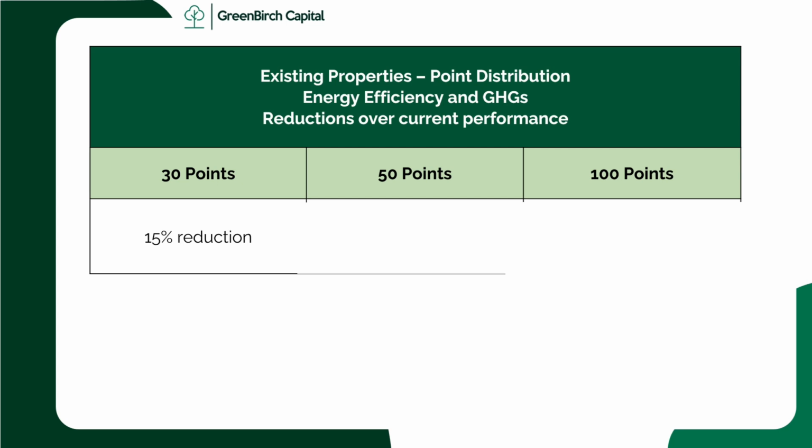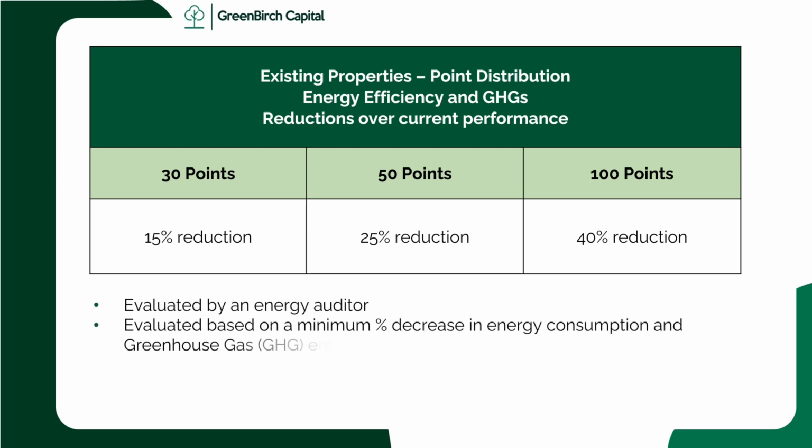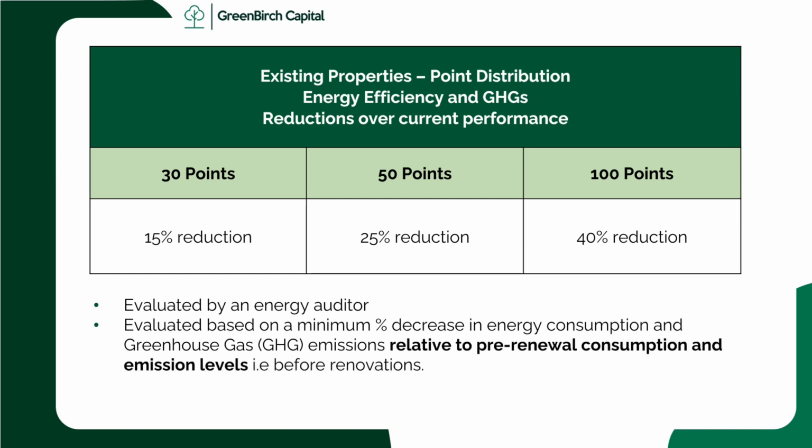Now, there is a first category here that is a 15% reduction in energy, or 15% improvement in energy efficiency in a building. It also entails a 15% improvement in greenhouse gas emissions. And both have to be present. To get the 30 points here, you have to have a 15% reduction in the energy consumption, or 15% improvement in the energy efficiency, which is the same thing, but also having a 15% improvement in the greenhouse gas emissions of the building.